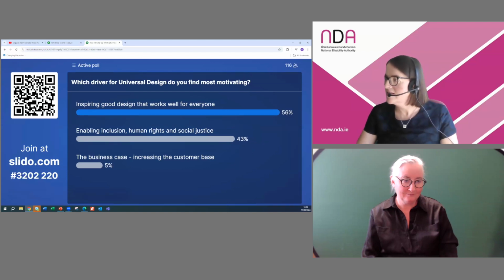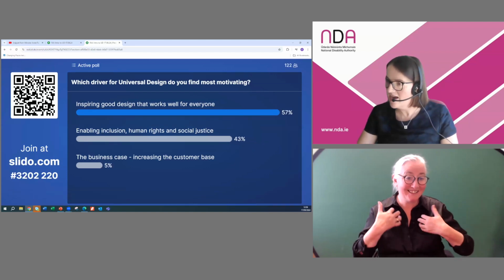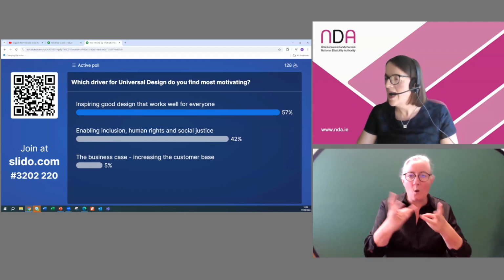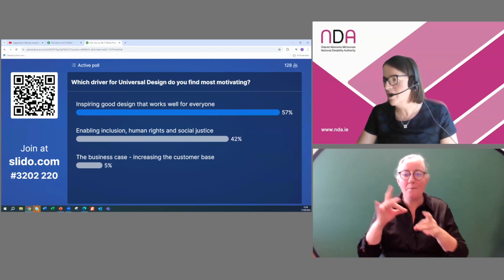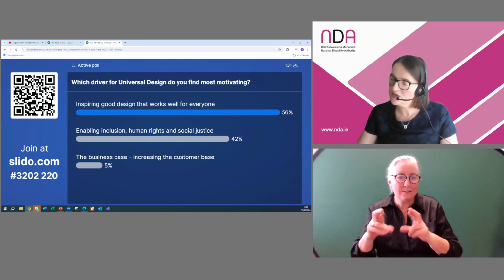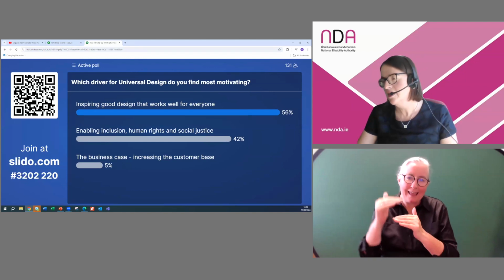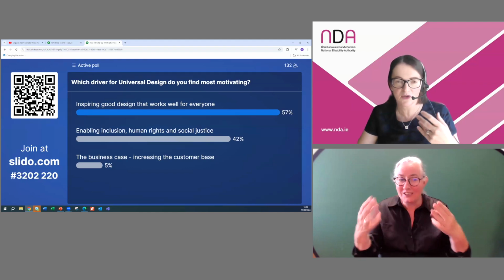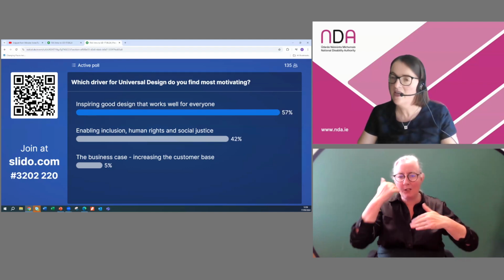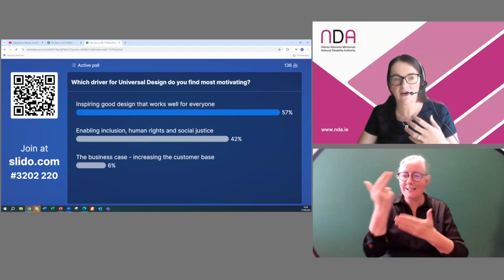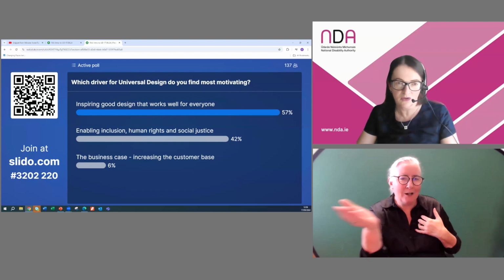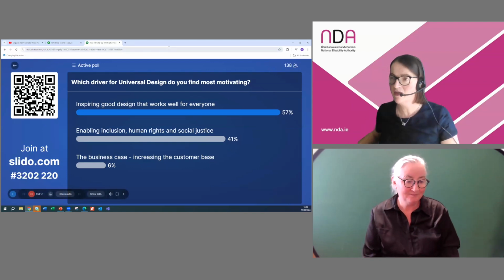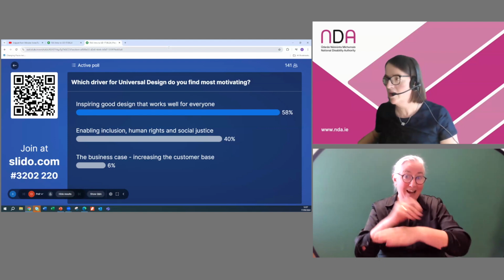Okay, really interesting. We are close to half and half for inspiring good design that works well for everyone and enabling inclusion, human rights, and social justice, and then a much smaller percentage in relation to the business case. So look, thank you very much. It's very interesting for us. We are trying to promote universal design, and it's always very interesting to hear what inspires and motivates the people that we're talking to. Now you can keep on voting, but I'm going to move on in the slides.